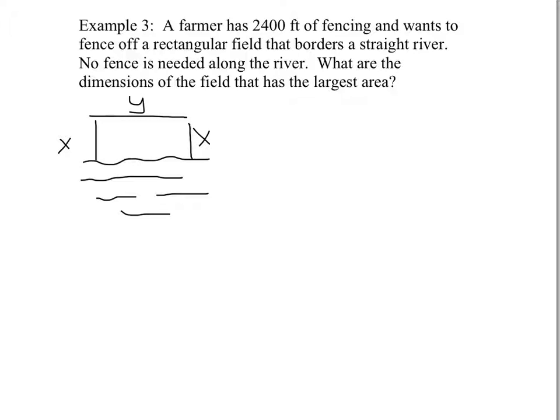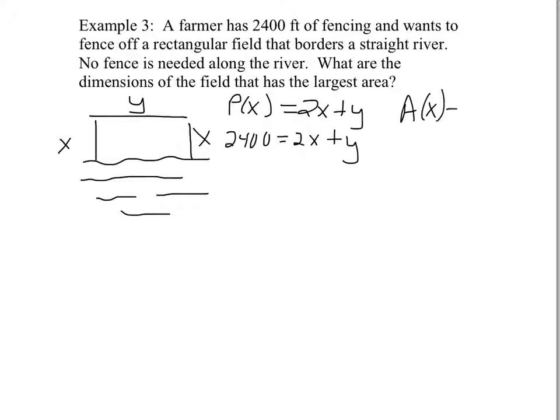Now, we know how much fencing we have, so that's a perimeter problem, because fence would go around it, but this is not your standard perimeter because we're missing a y. We don't need the side where the river is. So we have two x's and only one y. And we know that that's 2,400 feet. So we know that perimeter function will be set equal to 2,400 feet. Now we're trying to get the largest possible area. So we're trying to maximize the area, and the area in this case is still x times y.